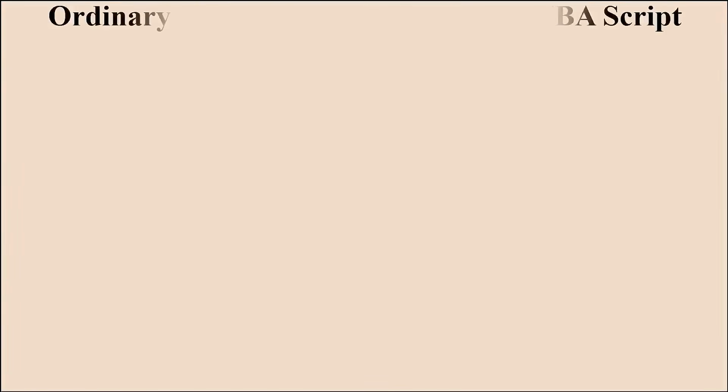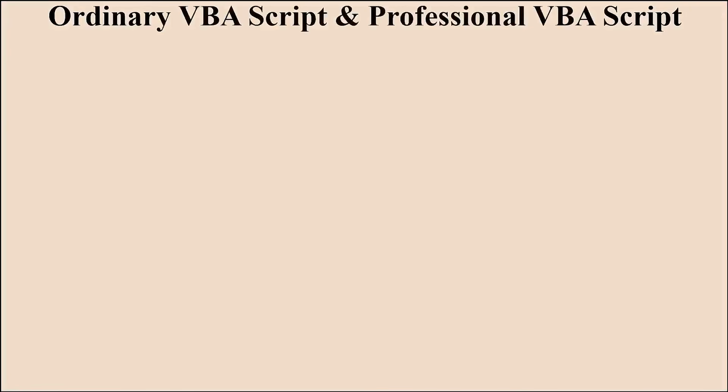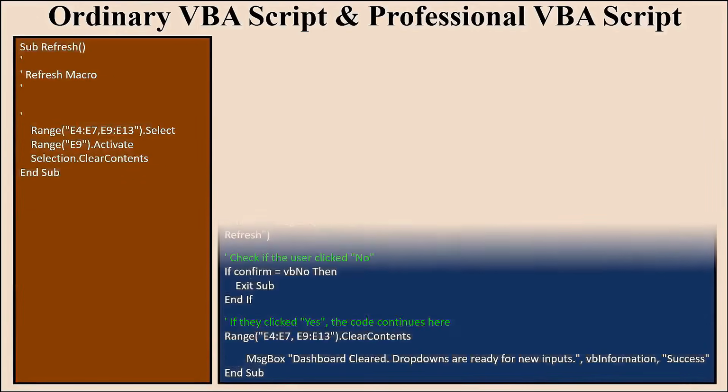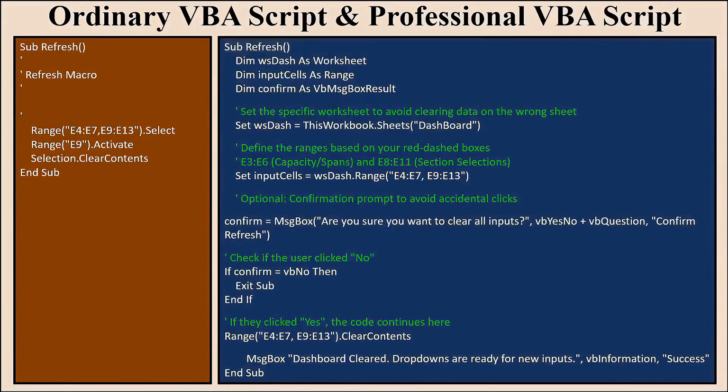To explain the VBA script for refreshing clearly, we have returned to the PowerPoint presentation. On your screen, you are seeing a side-by-side comparison of two different approaches to the same task. On the left, we have the ordinary VBA script, and on the right, the professional VBA script. The ordinary script is what Excel generates automatically when we use the Record Macro button. It is simple and functional, but it has limitations.